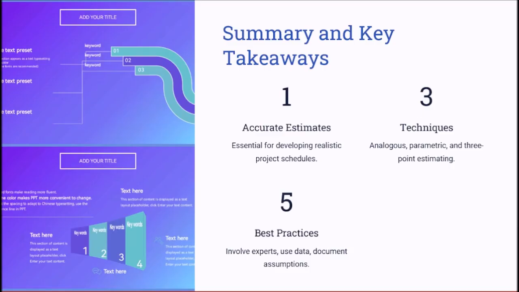To summarize our session on estimating activity durations, accurate activity duration estimates are essential for developing a realistic project schedule. Techniques like analogous, parametric, and three-point estimating provide various approaches based on the available data and context. By following best practices and addressing common challenges, project managers can create a reliable schedule that guides successful project execution.